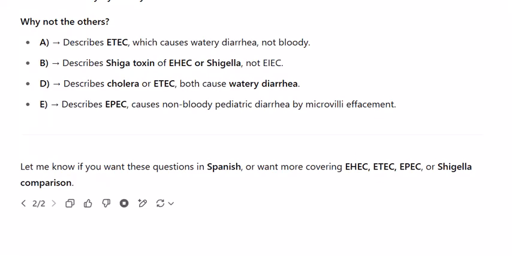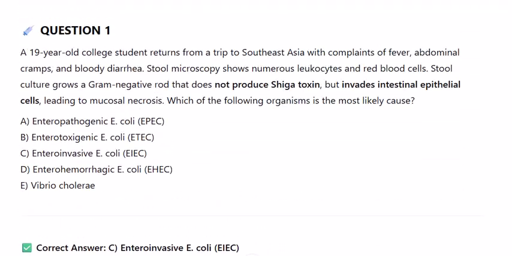Focused on Enteroinvasive Escherichia coli, EIEC, with 5 answer choices and detailed reasoning for both correct and incorrect options.